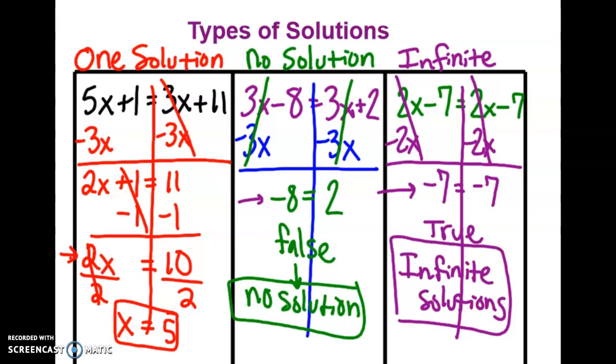So you might solve for x and get one answer, like 5. If your variables eliminate on both sides, then either you're going to get a false statement, which is no solution, or a true statement, which is infinite solutions.